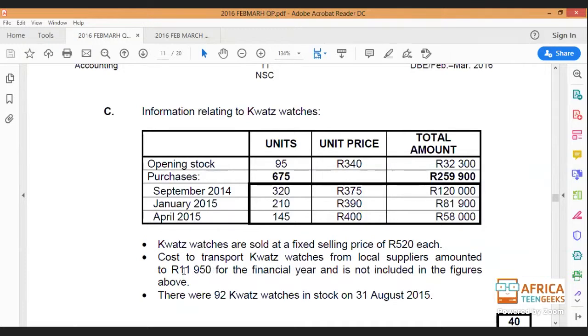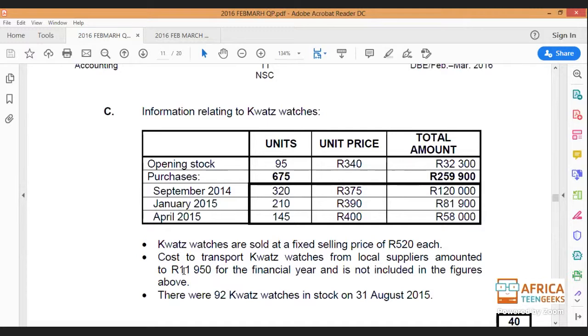Remember now, you must always add your transport because, if you were to go buy these watches, let's say you are staying in Gauteng and your supplier is in Limpopo, or your supplier is in Durban, or your supplier is out of Gauteng, let's put it like that, right? Do you agree with me that there needs to be a transport cost that needs to be attached or included in these goods that are coming to Gauteng?